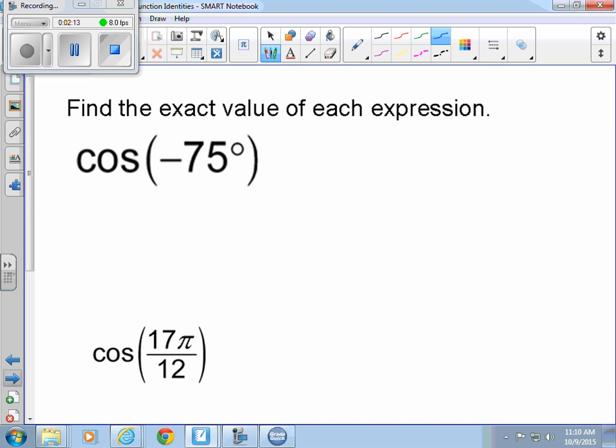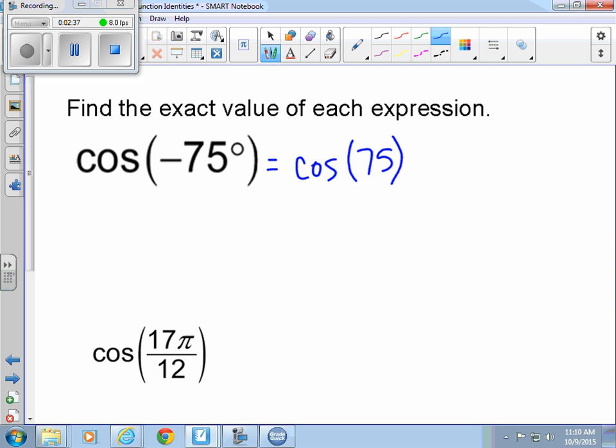Now one thing I might do just to simplify my life is go, well, cosine of negative 75 is equal to cosine of positive 75. You wouldn't have to make that change. We could work with it either way, but it is nice to know. How does she know that? The negative angle identities or the even odd identities.